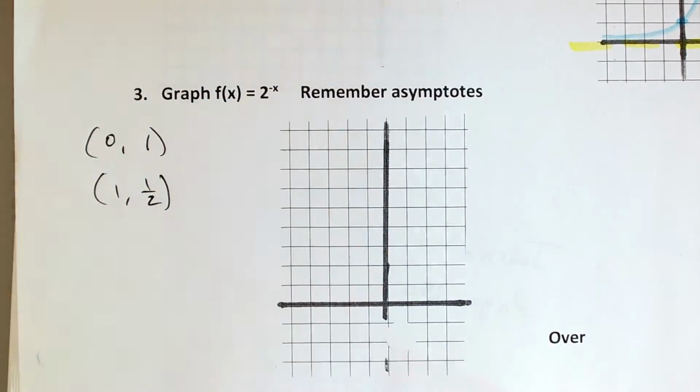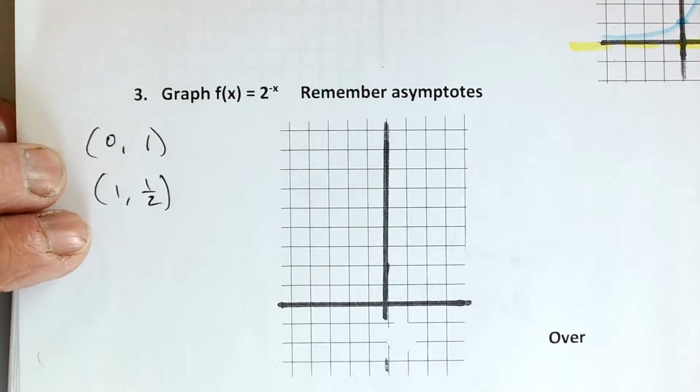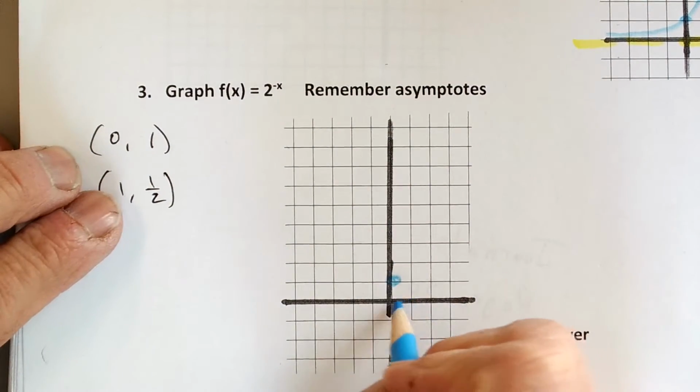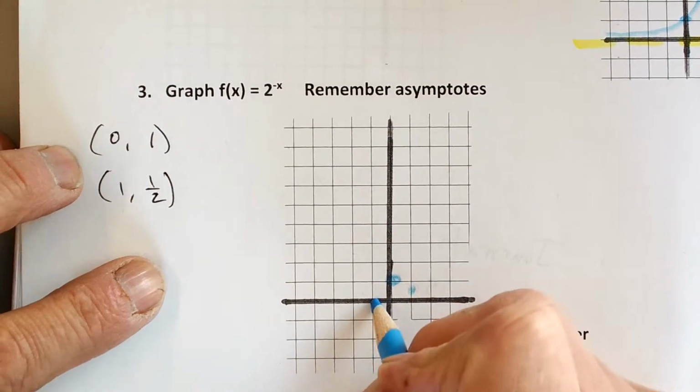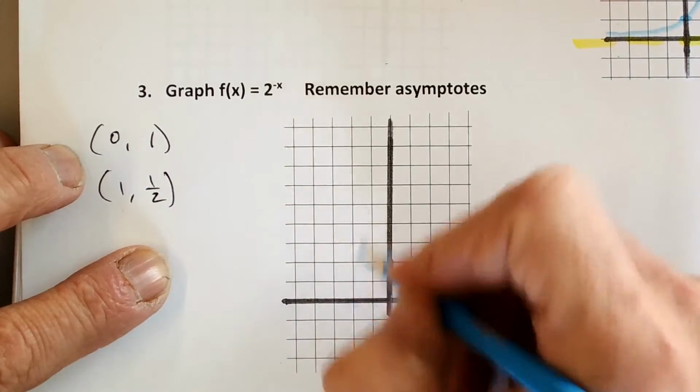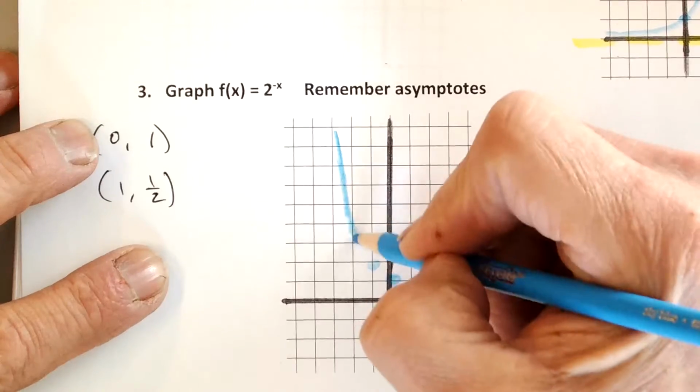So this graph is just kind of the opposite of the other. It really is. So I'm going to have a point at 0, 1, and a 1 and 1/2. But then I should have a -1 and 2, and a -2 and 4. And this graph looks like this. Okay.